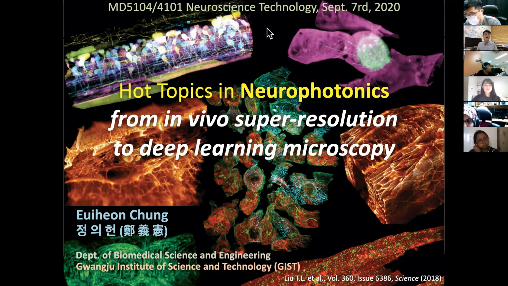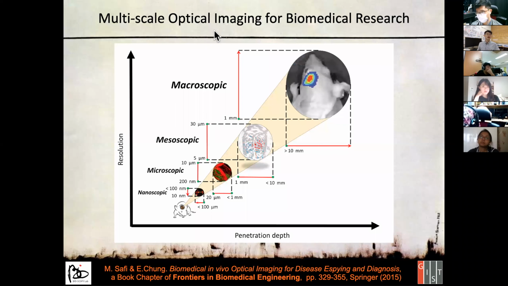Neuroscience technology. I want to explain to you hot topics in neurophotonics, from in vivo super resolution to deep learning microscopy. Okay, you already know my name, and you see the beautiful background. This came out two years ago by the group who invented super resolution, and for that he got the Nobel Prize in 2014.